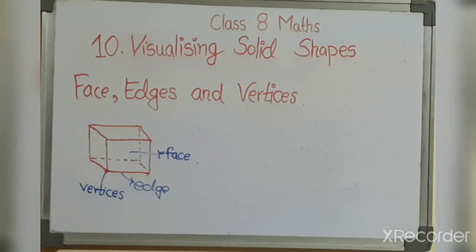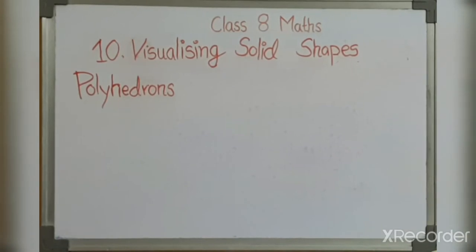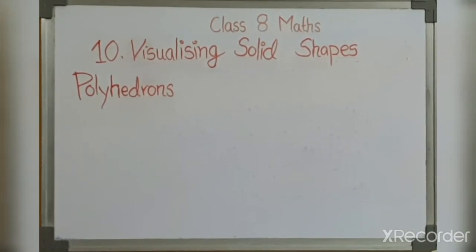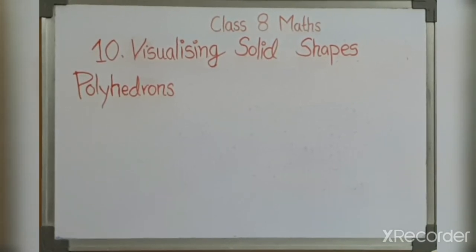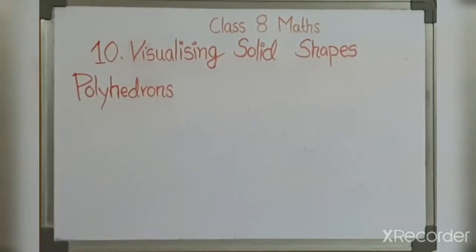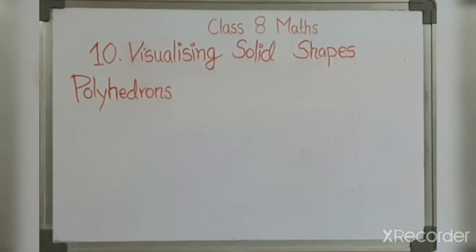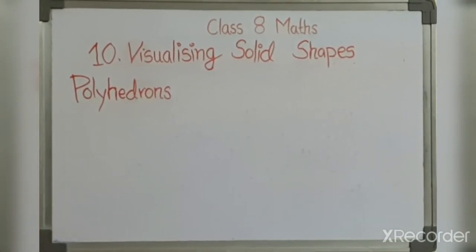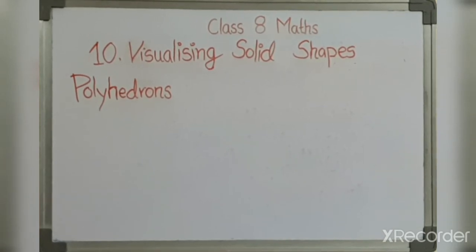Now we will see what is polyhedrons. A polyhedron is a solid shape which is bounded by polygons which are called its faces. These faces meet at edges which are line segments, and 3 edges meet at vertices which are points. Now let's see the examples of these polyhedrons to understand it in a better way.